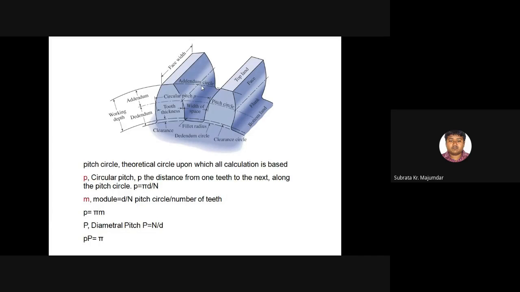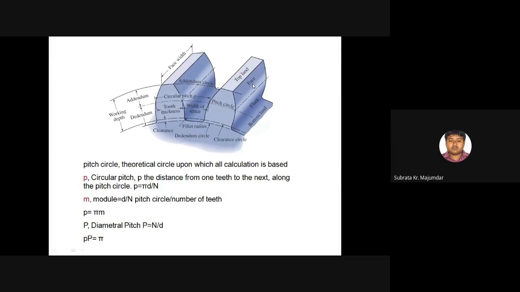Now the term is top land. What is top land? It is the surface of the top of the tooth, known as the top land. Look at the diagram. And face width: these are the face width.